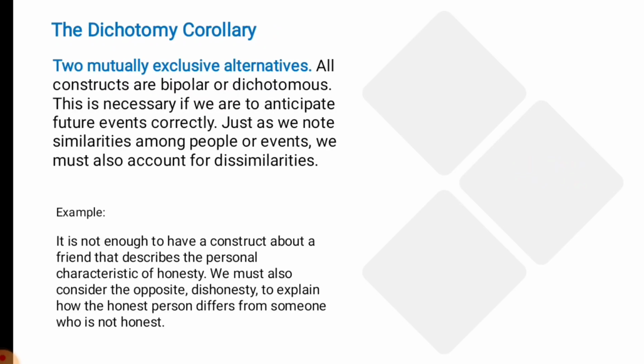Ayun. The dichotomy corollary is two mutually exclusive alternatives. All constructs are bipolar. Ito po yung term na kailangan nating tandaan when it comes to dichotomy corollary. Bipolar or dichotomous. This is necessary if we are to anticipate future events correctly. Just as we note similarities among people or events, we must also account for the dissimilarities. An example here is it is not enough to have a construct about a friend that describes the personal characteristic of honesty. We must also consider the opposite, dishonesty, to explain how the honest person differs from someone who is not honest. Okay, so yun.